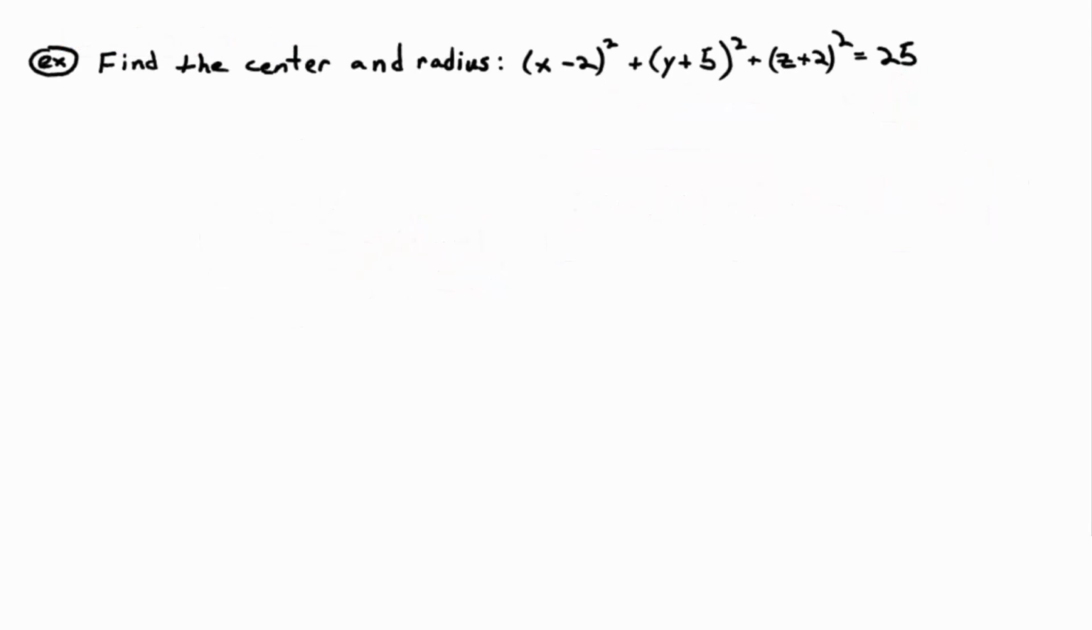So you guys look at this problem. Tell me, what's the center and radius of x minus 2 quantity squared plus y plus 5 quantity squared plus z plus 2 quantity squared equals 25? So C for center. What's the center? 2, negative 5, and negative 2? And then what's the radius? 5. Is it really that easy? Yes, it's really that easy. I feel like I'm selling you a food processor. It is really that easy.